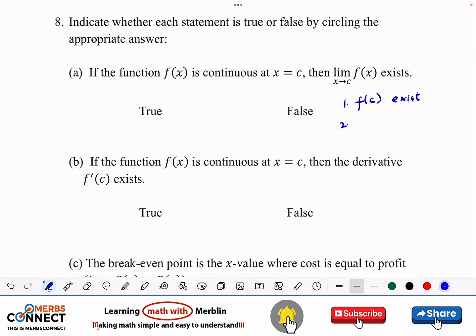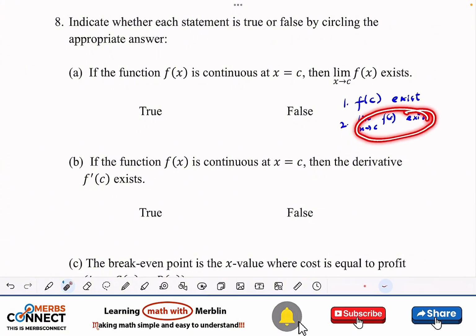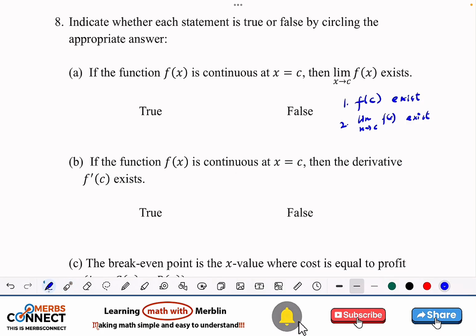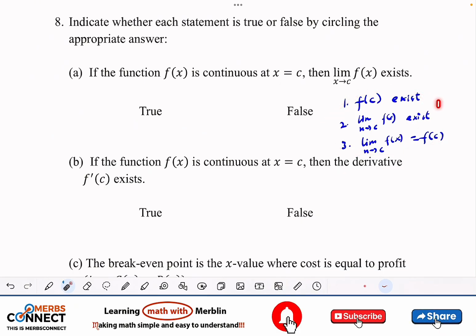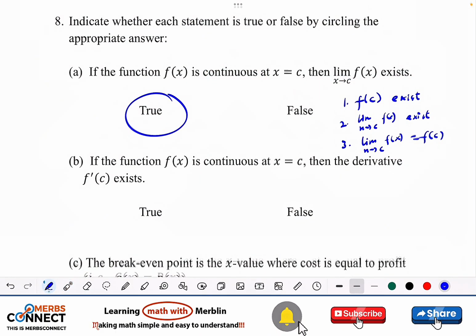And two, we said the limit as x is approaching c of f of x must also exist. And you can see that this is what is right here. And then the third one was the limit as x is approaching c of f of x should be the same as f of c. So these are three properties, or three things, that we need to look at whenever we are talking about continuity. So this is true. Yes, this is a big true.